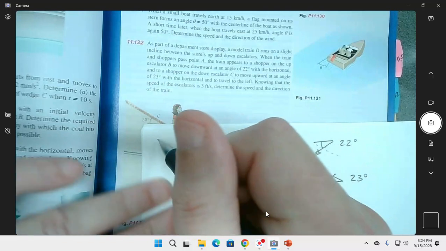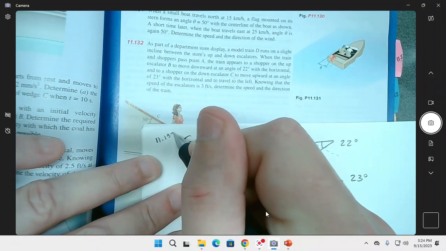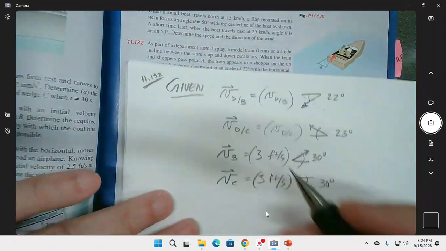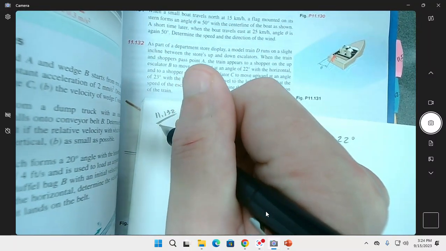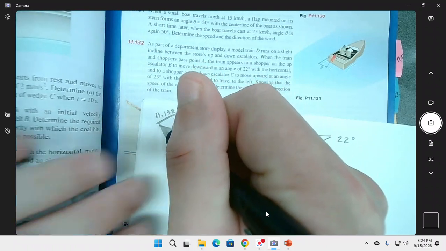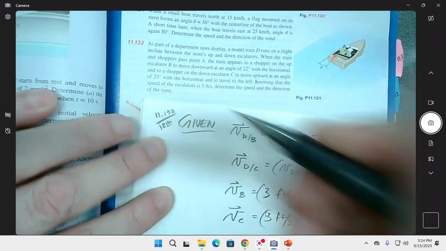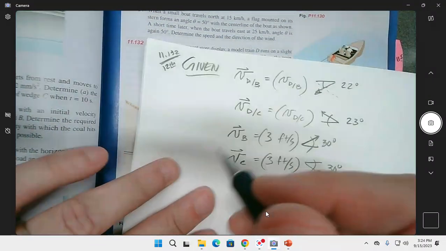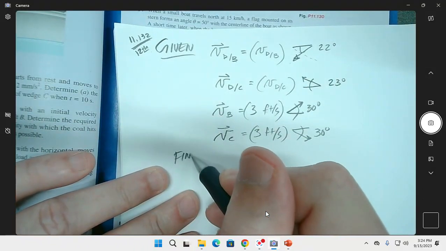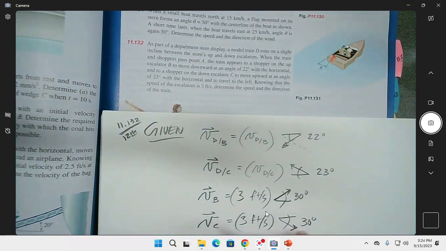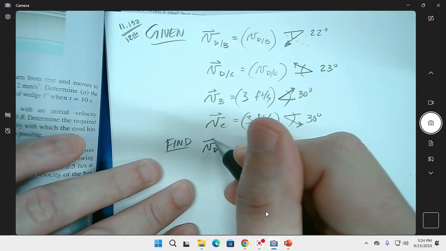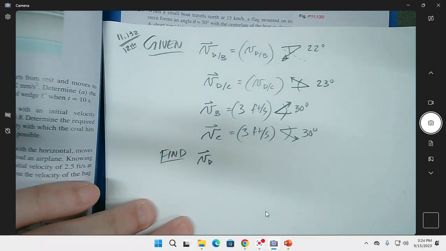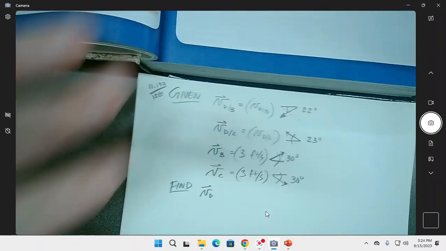And I should write out what this is. 11.132, and this is the 12th edition. And we want to find, determine the speed and direction, VD. Whee! Okay.